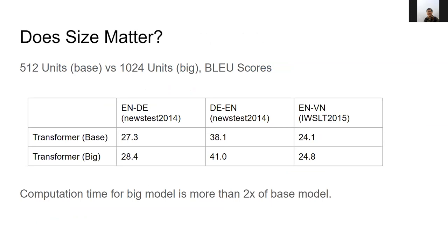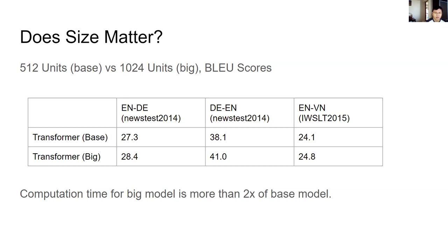Yeah, in the interest of time, let's get going. The next thing that is also talked about in the paper is whether having more units in the network actually helps. The baseline that they used was 512 units versus what they call the big transformer, which is 1,024 units. And these are the BLEU scores that we talked about earlier. The first two columns are from the paper, where they used the newstest2014 set. Last semester, when I was doing my project, I used a different data set, the English to Vietnamese IWSLT 2015 data set.